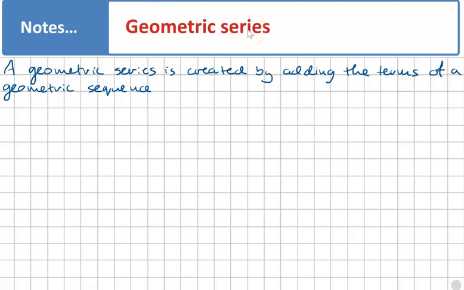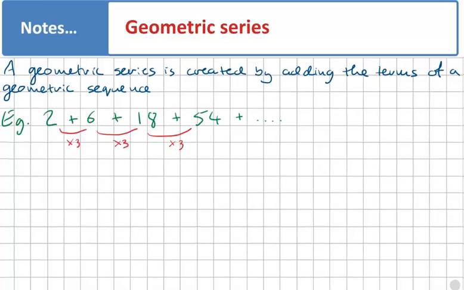Geometric series. A geometric series is created by adding the terms of a geometric sequence. So for example, if we have 2 plus 6 plus 18 plus 54 plus ..., we can see that the common ratio is 3.